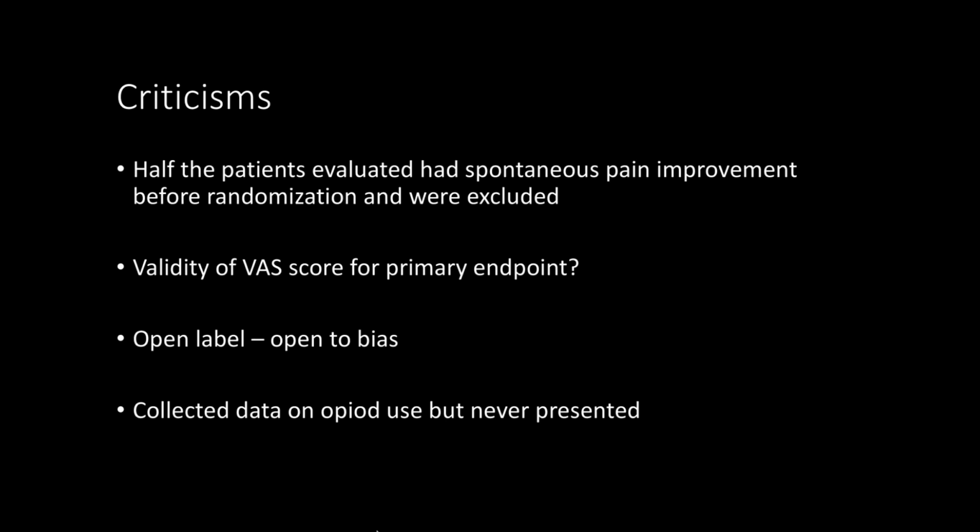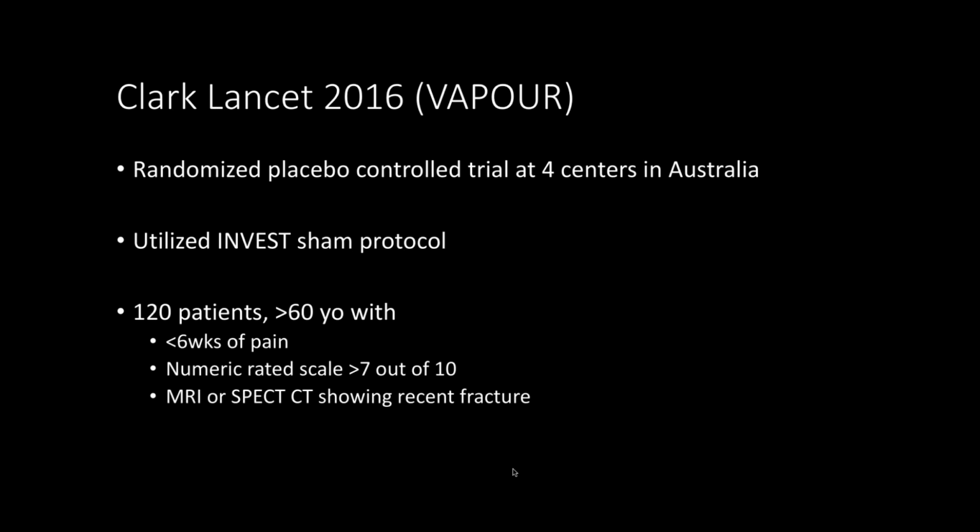There also were a couple of criticisms of this. Half of the patients that were evaluated initially weren't included in the actual randomization, so they actually had spontaneous improvement of pain before they were randomized. They kind of alluded to this in the paper, but they didn't really flesh it out. It makes me wonder, if someone has an acute fracture, are half of them going to get better anyway? Should we be doing the procedure?